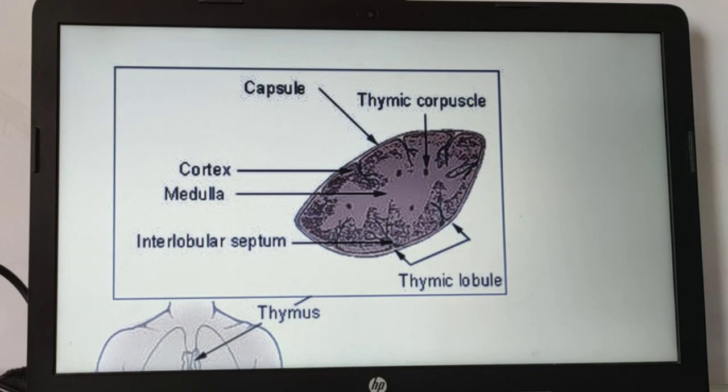Today we have seen two glands. First is the parathyroid gland and second is the thymus gland. Along with that we have seen the hormones secreted from both glands, which are very helpful in our body system. In the next lecture we will see other glands.